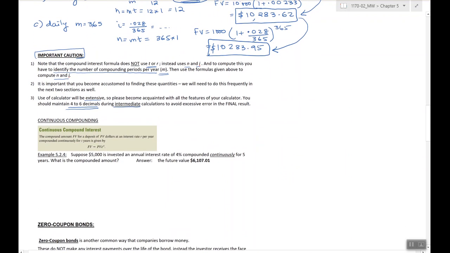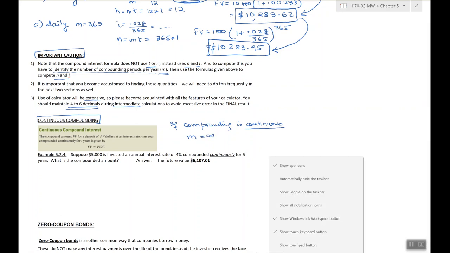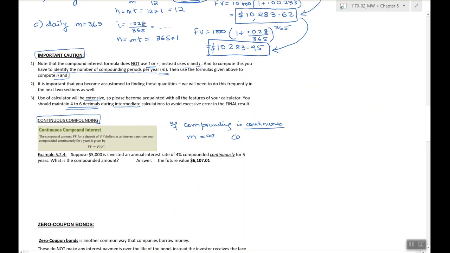Finally, let's look at the concept of continuous compounding. What this basically means is that if the compounding is continuous, that means every instant, that means M is infinity. But if M is infinity, we cannot use the earlier formula.